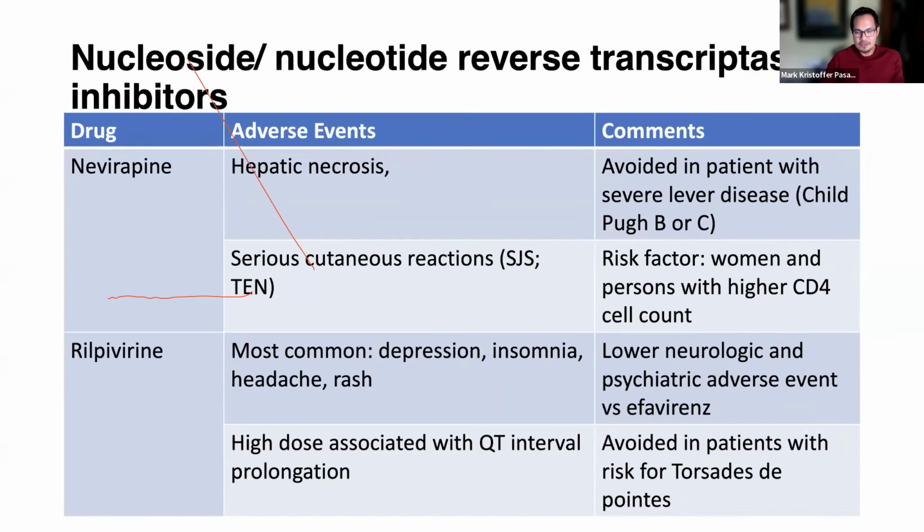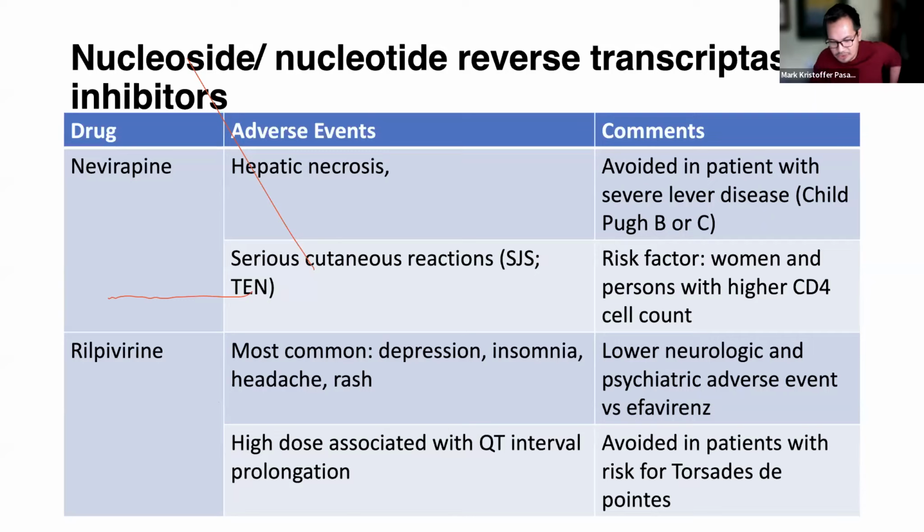For nevirapine, although it's no longer part of our first line medication for adults and adolescents, nevirapine is associated with hepatic necrosis, especially among those patients with liver problem, and those patients with very high CD4, especially among those treatment naive. So it is avoided in patients with liver disease, those with Child-Pugh score of B or C.